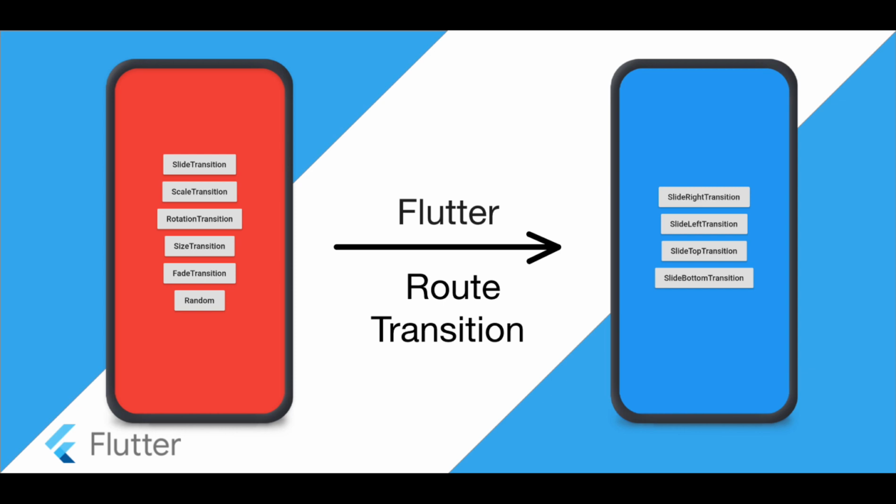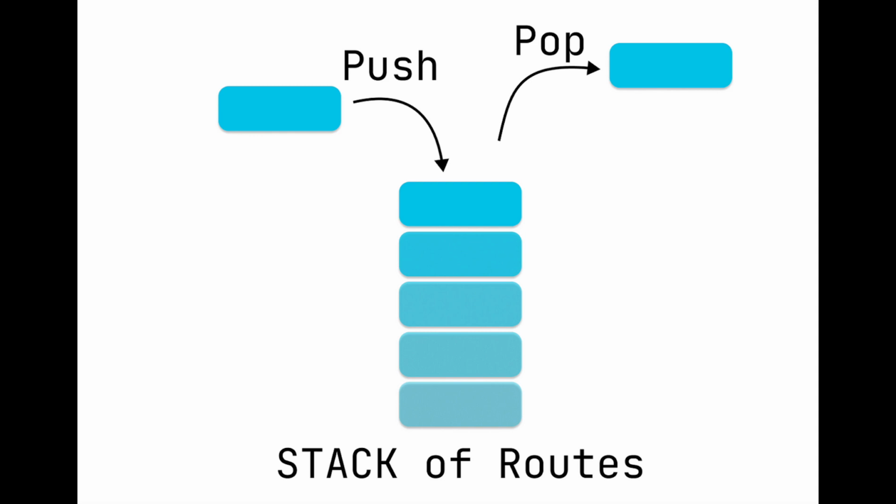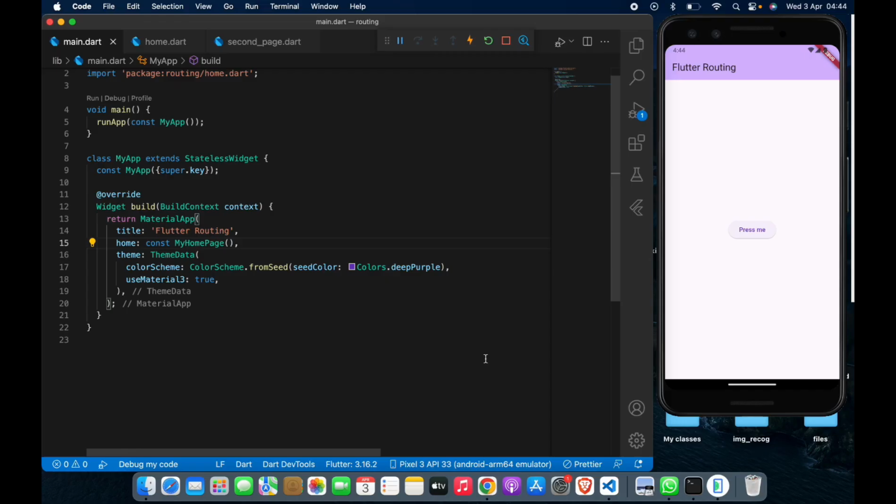In Flutter, routing involves using navigation stacks, where screens are pushed onto the stack and navigated forward, and popped from the stack to return to the previous screen.